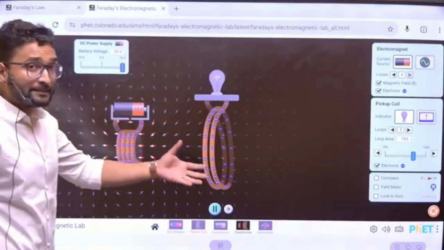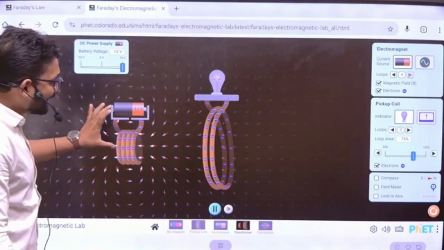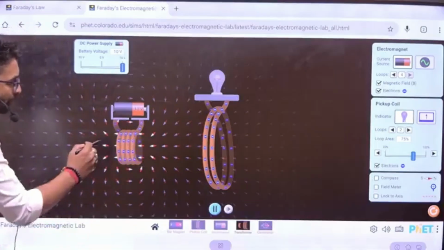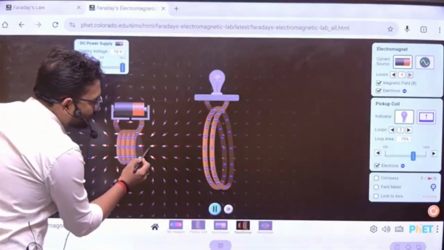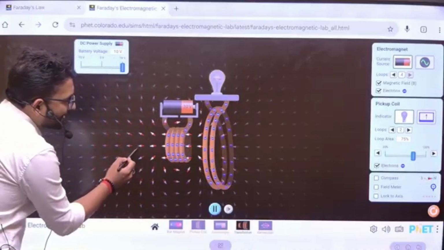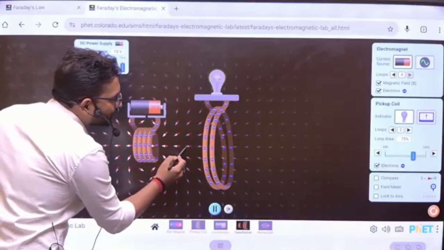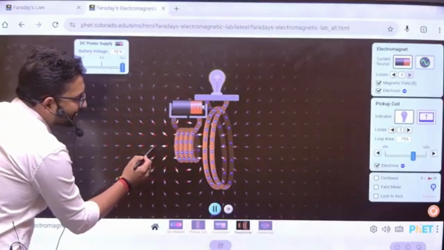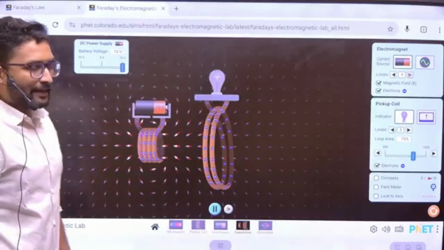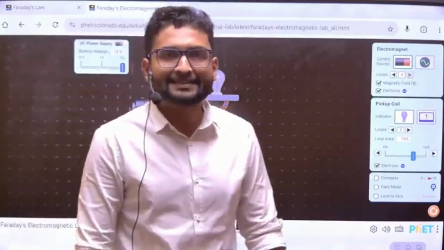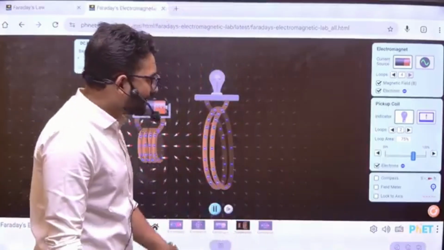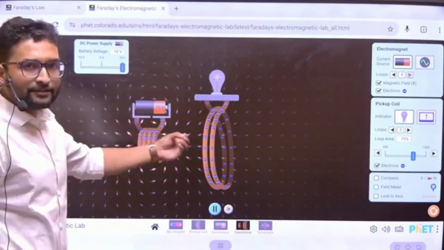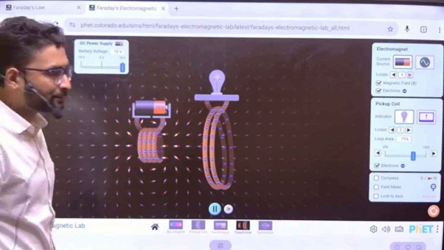So from Oersted's experiment it is established that this current carrying coil will behave like a magnet because it is producing magnetic field. So you will notice when I take this coil towards or away, then also the bulb is glowing. When I take this coil towards or away, the bulb is glowing. And that was Faraday's experiment which established electromagnetic induction. I hope you got a better understanding of the topic by this simulation.